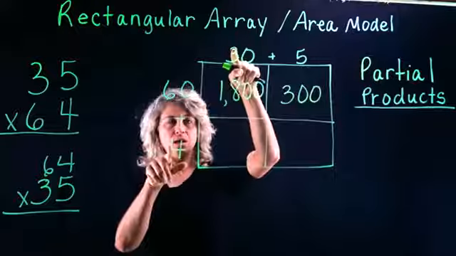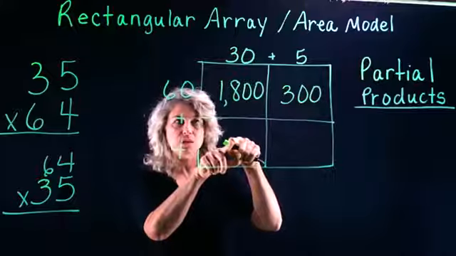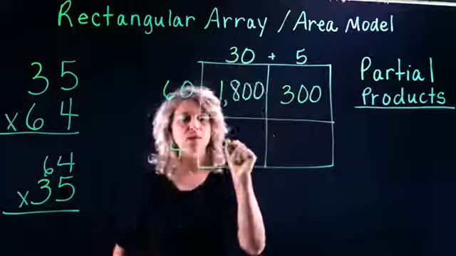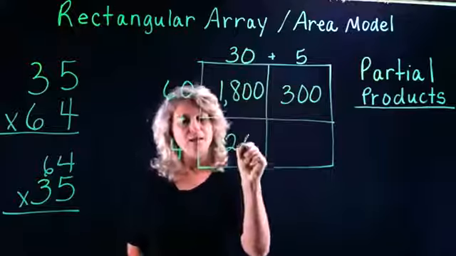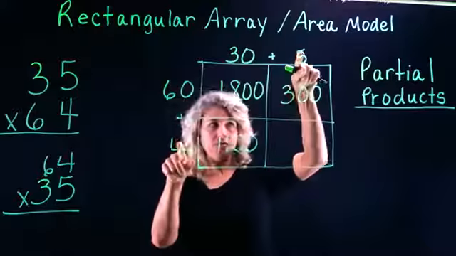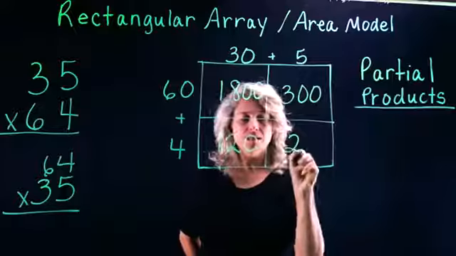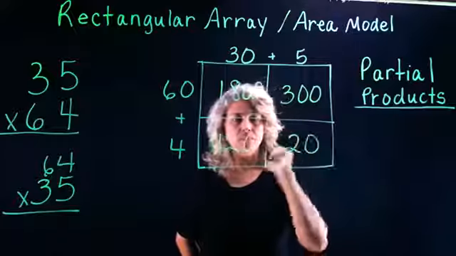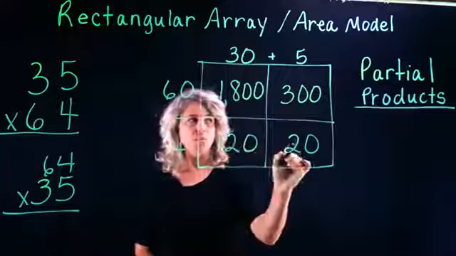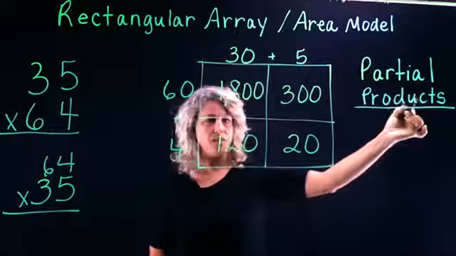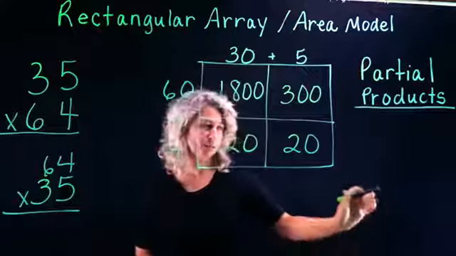Come down and we're going to multiply the 4 times 30. 4 times 3 is 12. 1 zero to add. And the final box, 4 times 5 is 20. Now, remember we have 4 partial products, and we will line the numbers up to add them.